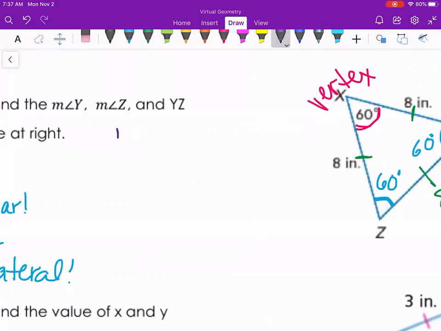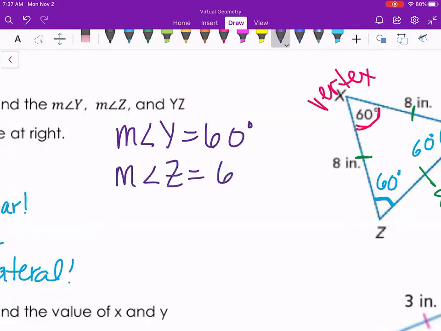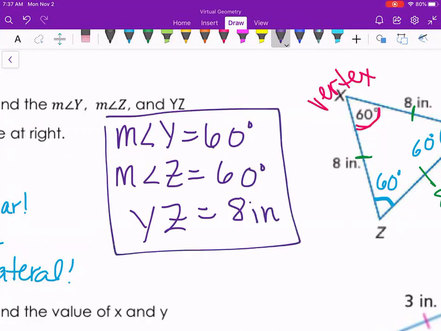All right, so the measure of angle Y is 60 degrees. The measure of angle Z is 60 degrees. And the length of YZ, 8 inches. So just knowing equilateral from equiangular gives me all of my other information.